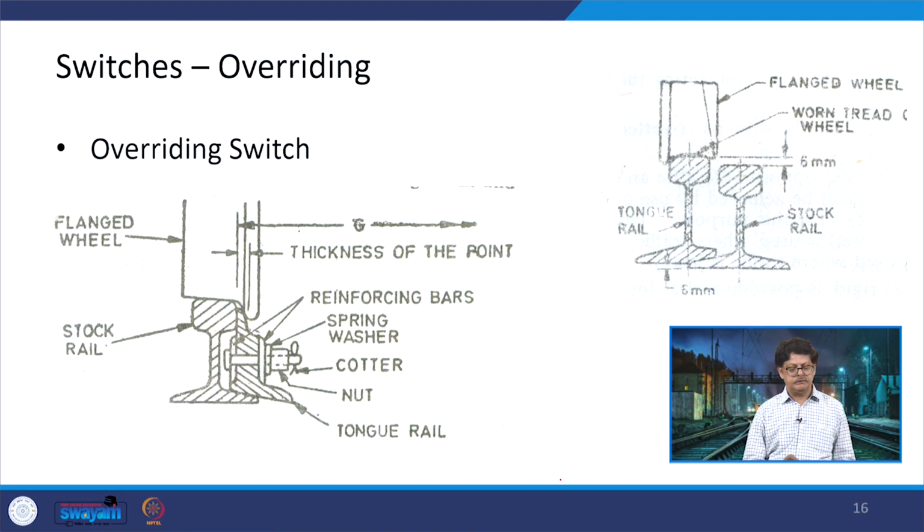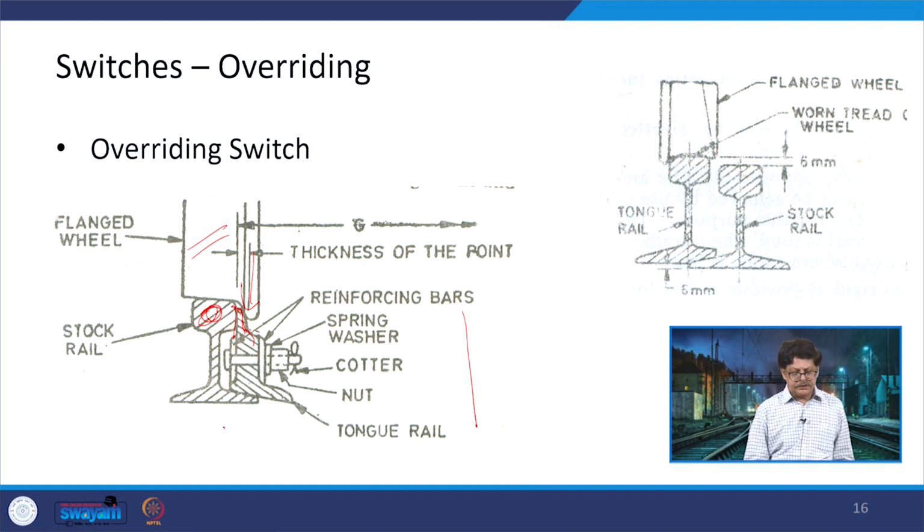So, you can see here, this is a flanged wheel. A flange is being provided. This is a stock rail, and here this is a tongue rail. This type of section will be there and then it is put in position here. There are different types of fastenings which will be used to do that.